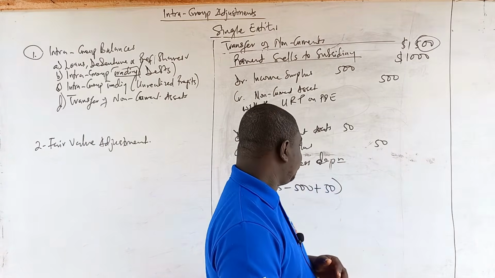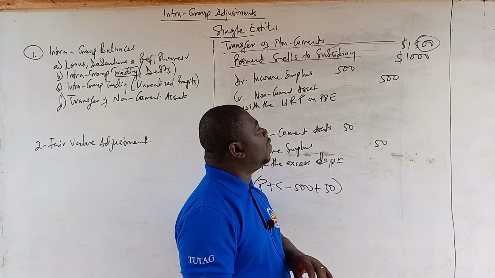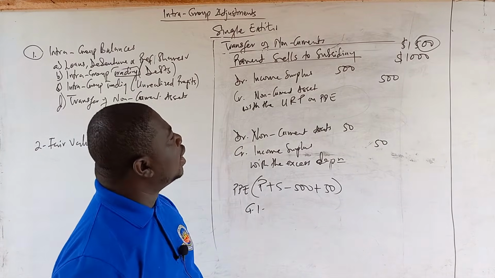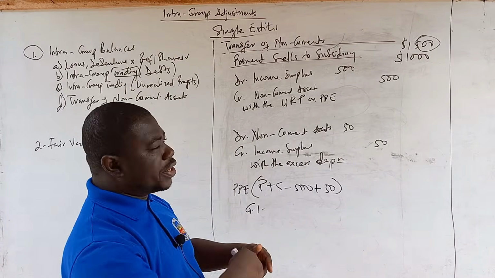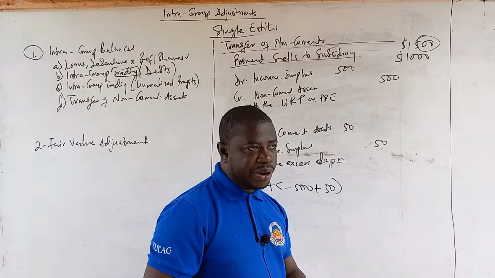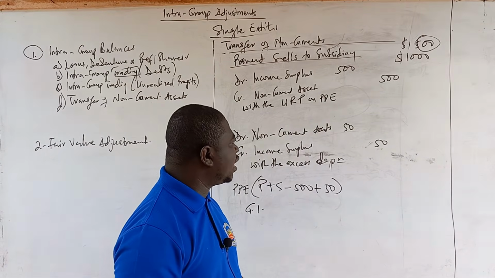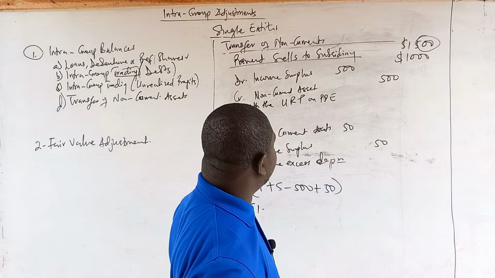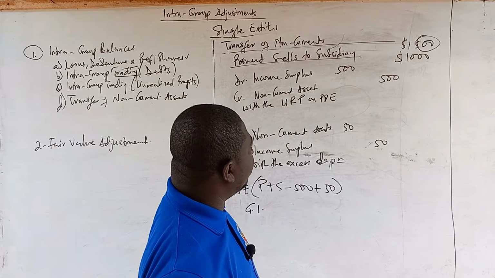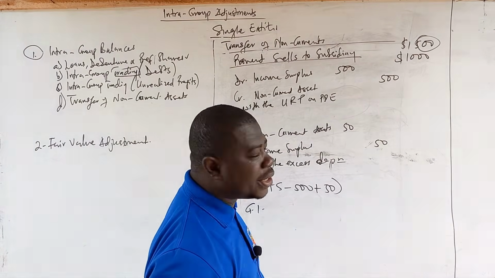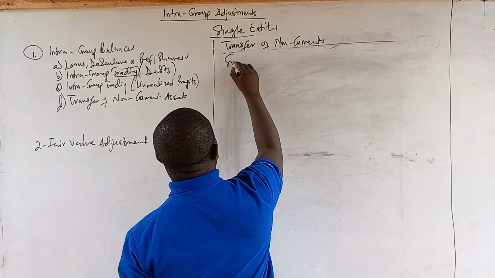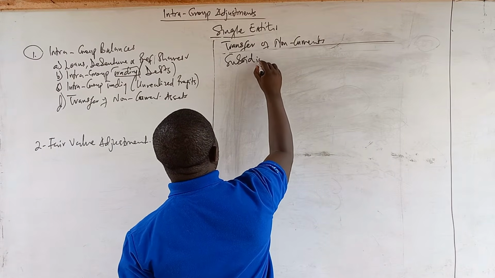Okay. Now that we have been able to look at the situation where parent sells to subsidiary, let us look at the transfer when it is from a subsidiary to a parent, and how NCI will be involved in this analysis. So let us look at when subsidiary sells a non-current asset to the parent.